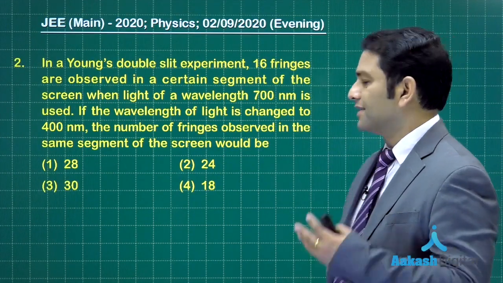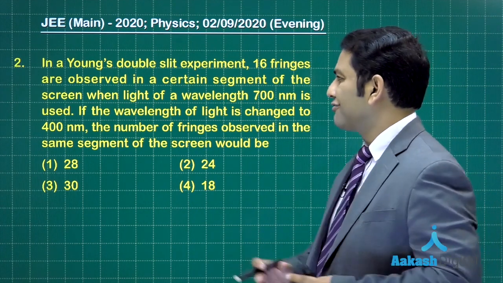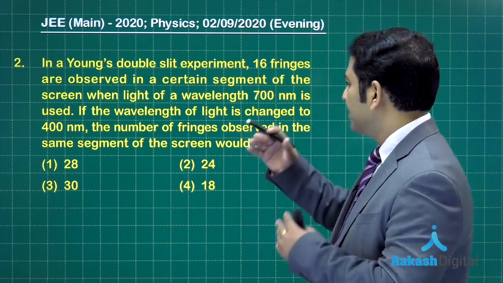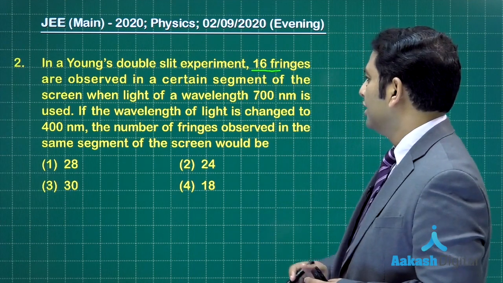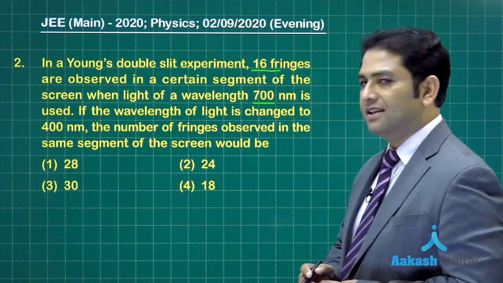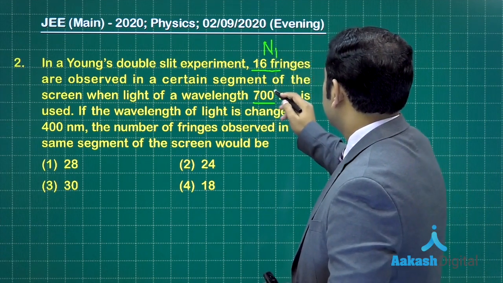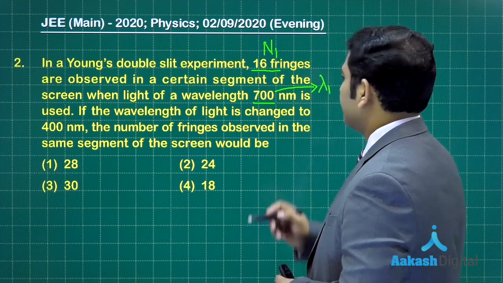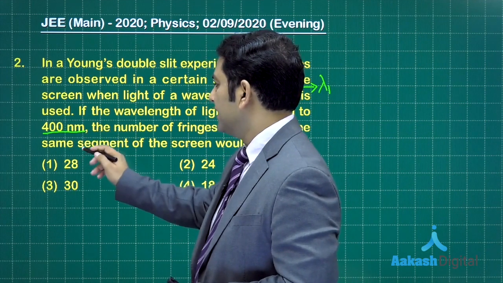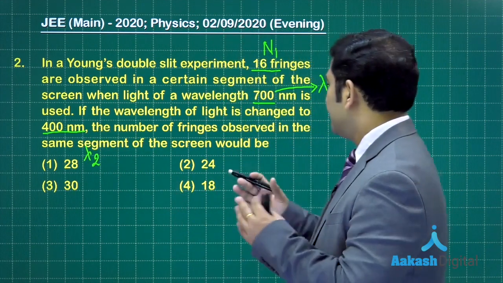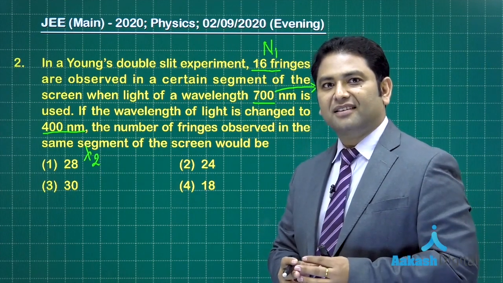Question number 2, that's from Wave Optics, YDSE. And it's a very straightforward one. It says, in a certain segment of the screen, initially 16 fringes are there when the wavelength was 700 nanometer. And let me represent this by N1 and this 700 nanometer by lambda 1. In the second case, the wavelength has been changed and that is lambda 2. And we need to see the number of fringes observed in the same segment.